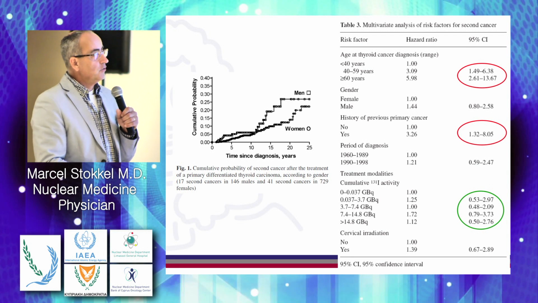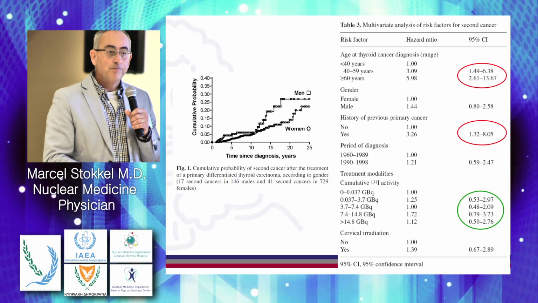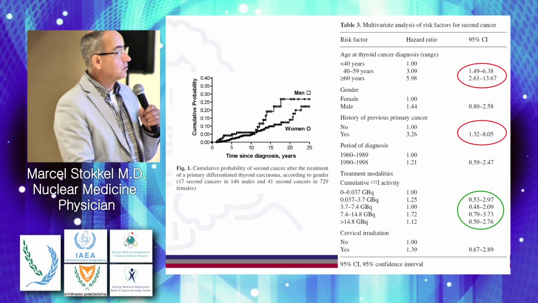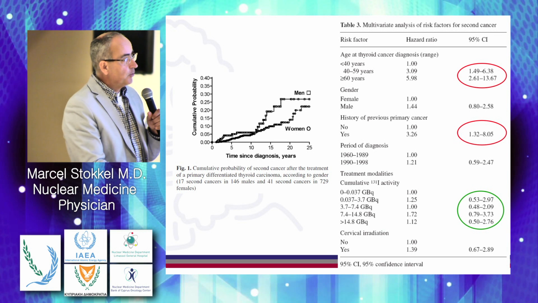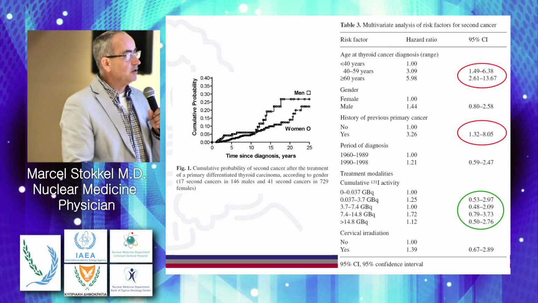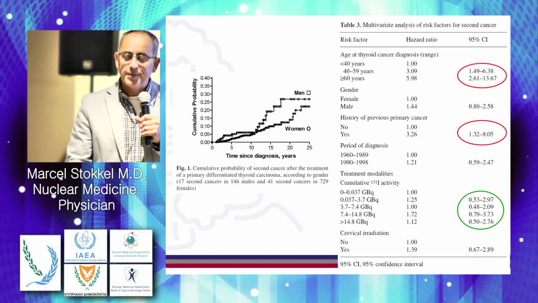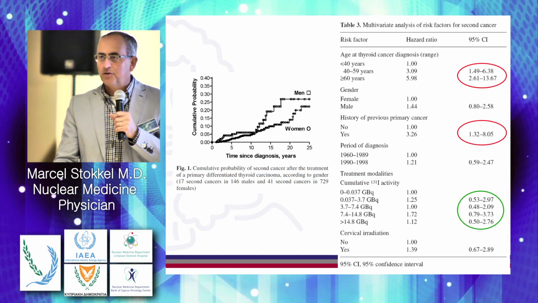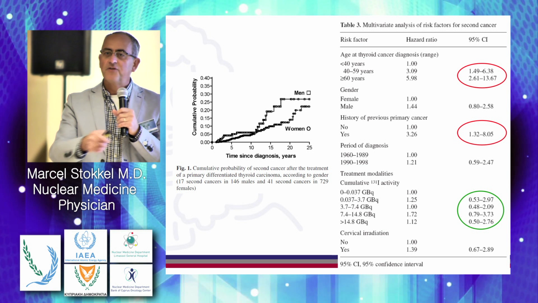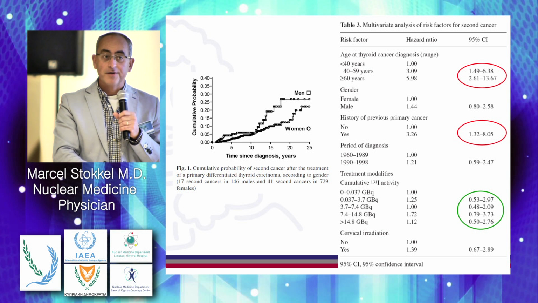Lucky as we are, there is no difference between male and female in the induction of cancer, although women are more sensitive to irradiation. One of the most important issues is the history of previous primary cancer. So if a patient had already 1 tumor, developed thyroid cancer, the chance of having a 3rd cancer thereafter is higher in that population.